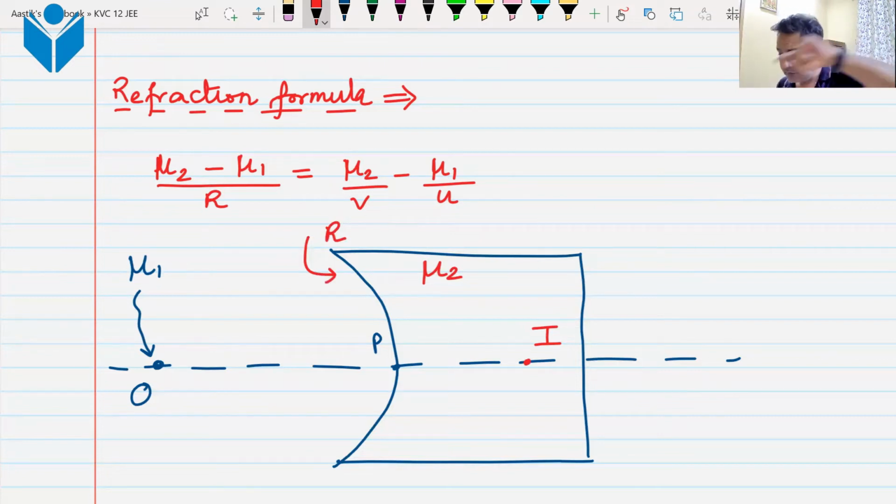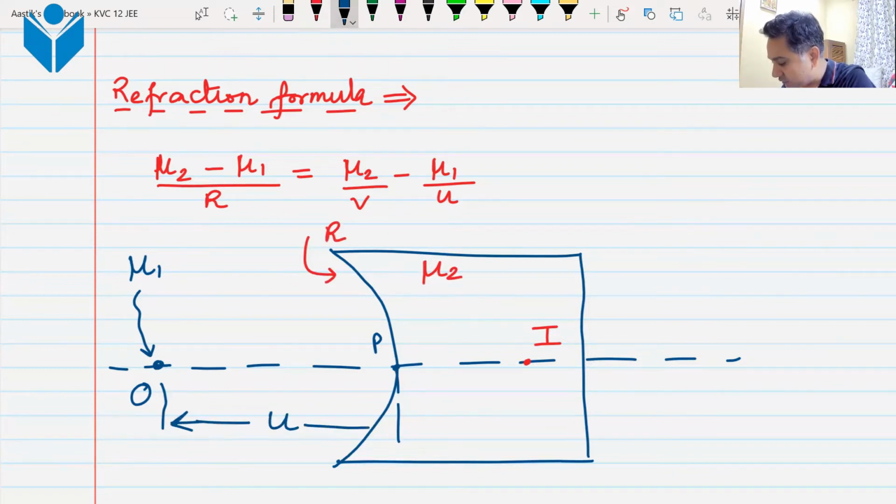Object is here. Negative. It will be negative. Now, look at this. This is the distance of the object from the pole P of the mirror. That is your U. It is same as what we did in reflection. This is the distance of the image from the pole P of the mirror. That is V. These are the meanings of the terms that you see.